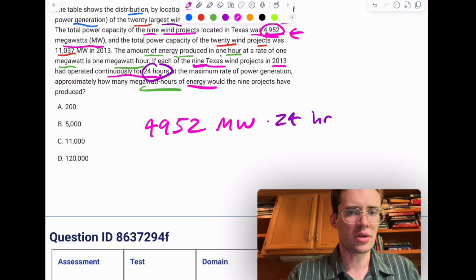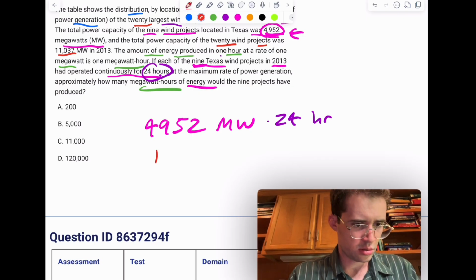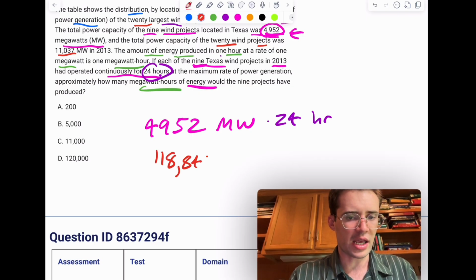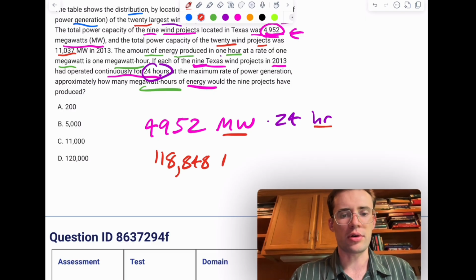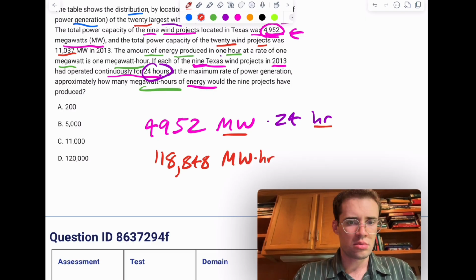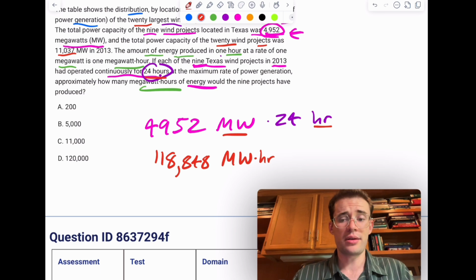So if you multiply these two numbers, it gives us 118,848. Again, the units will be megawatt hours. It's megawatts times hours, continuously for 24 hours. This doesn't say for a week, right? It's just for 24 hours straight.